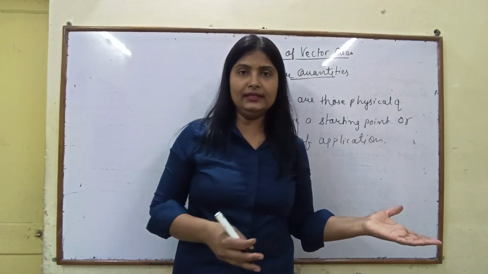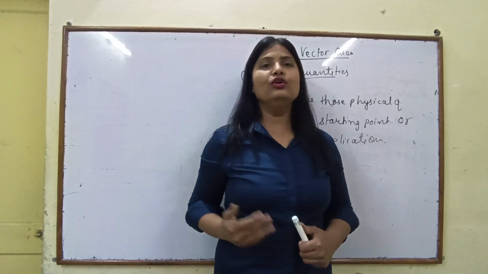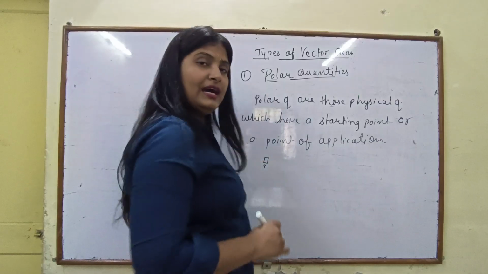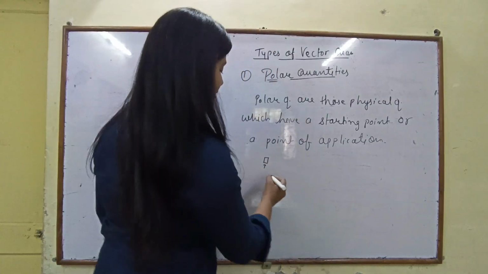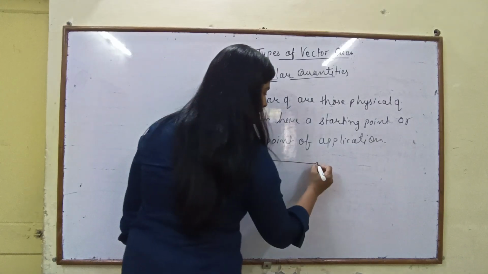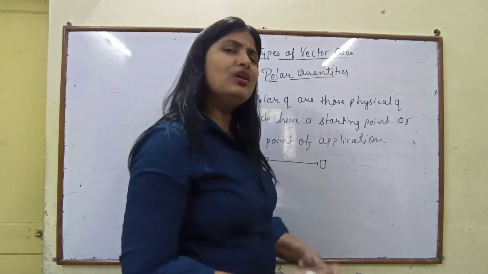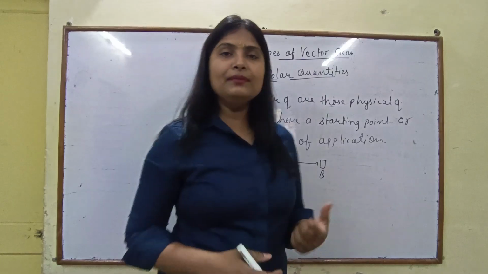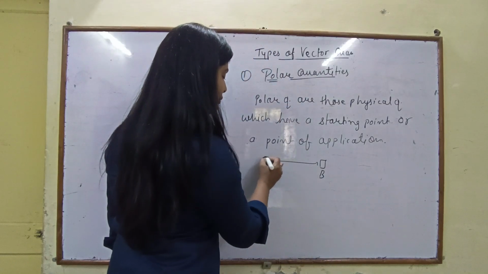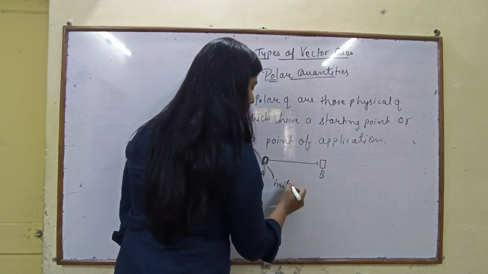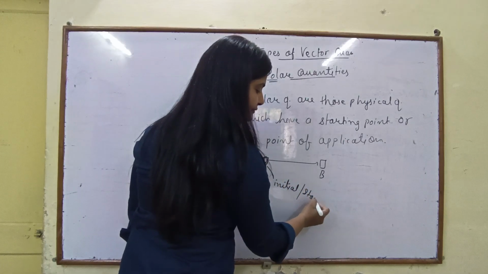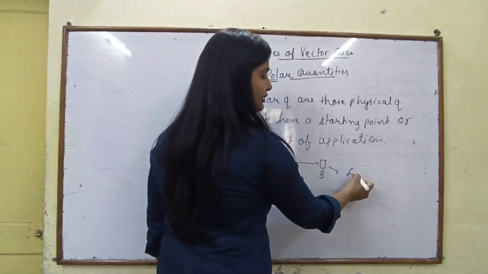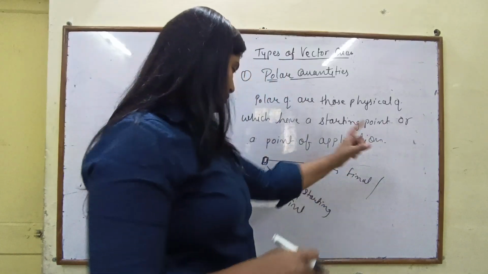Like when we try to move from one place to another, like I'm going to coaching, I'm going to market. So this is the initial point from where I start moving. If this is point A, and this is my coaching, market, hostel, whatever it is, this is point B. So I always start moving from this point. This is the initial or starting point, and this is the final point or final place.